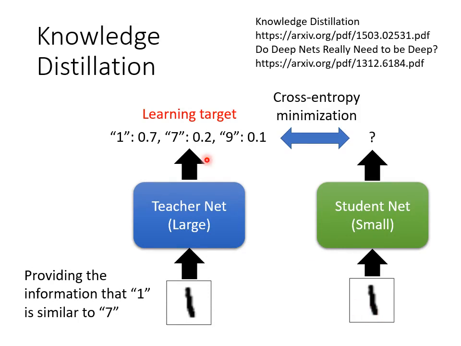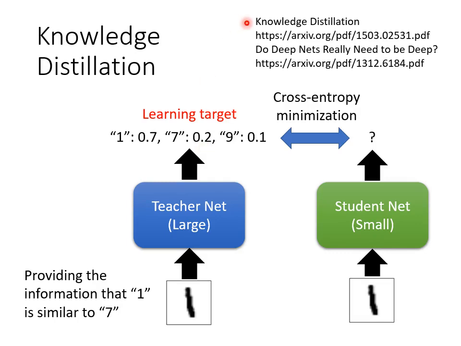But if it asks the teacher for advice, the teacher will tell it that it is okay to be unsure what this symbol actually is. You don't have to output 1 for 1, because even the teacher can't tell the difference between 1 and 7. The student does not need to be better than the teacher. So learning 0.7 for 1 and 0.2 for 7 is enough. In this way, the small network can learn more efficiently than learning from the correct answer directly. Actually, knowledge distillation can do more magical things.